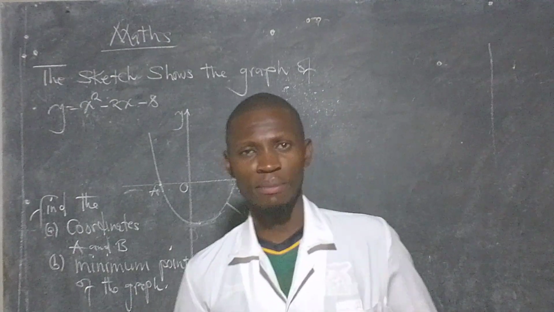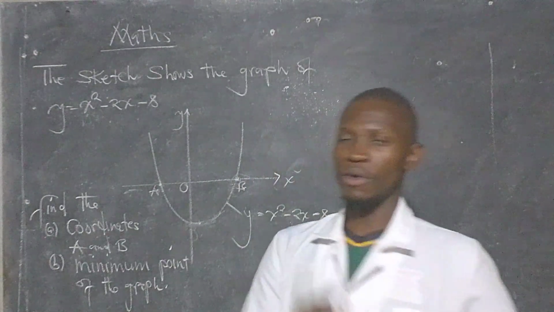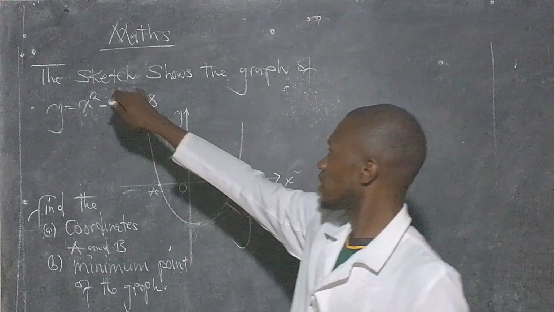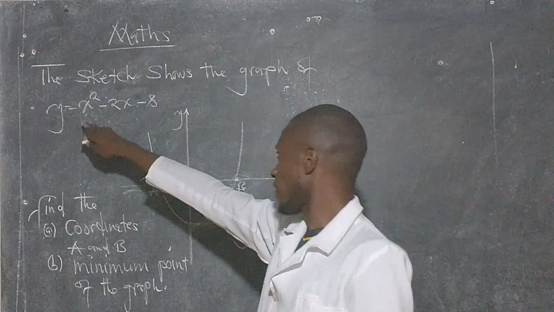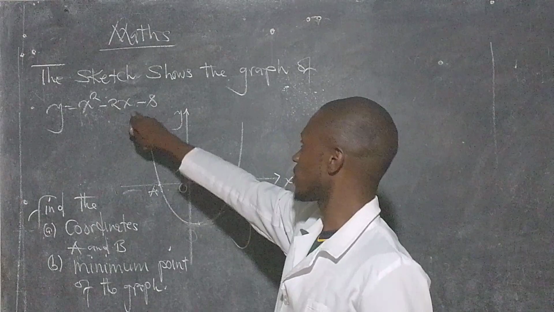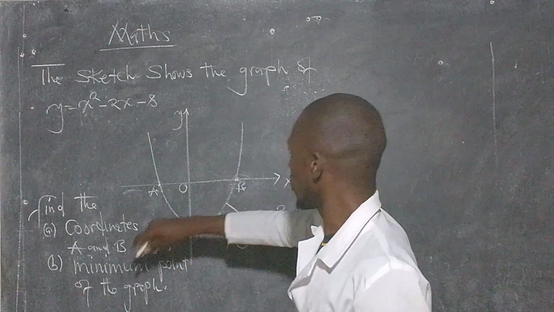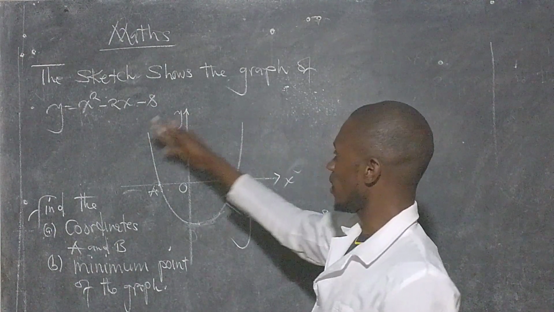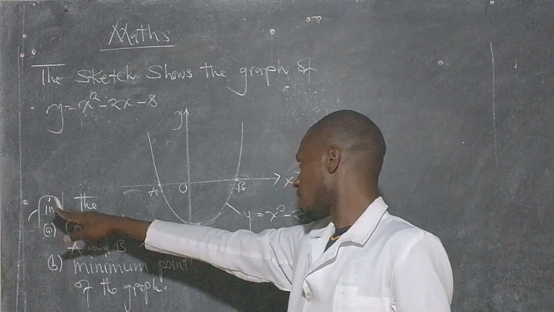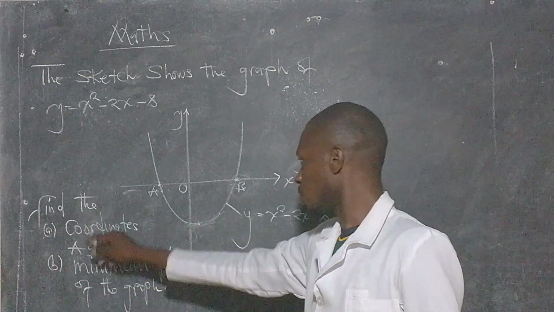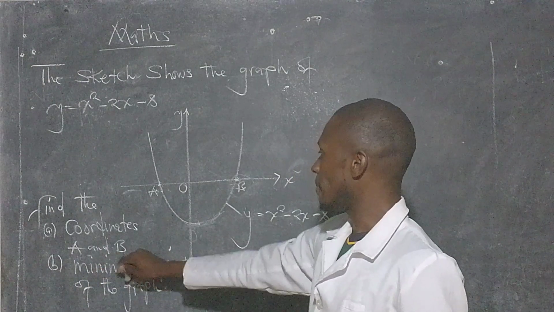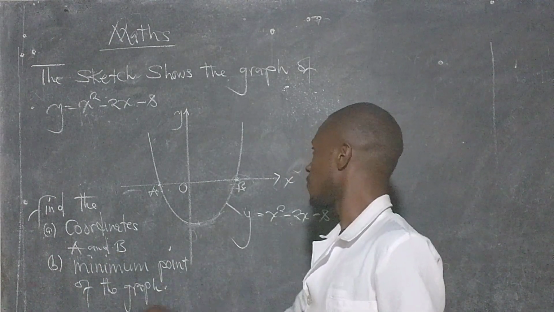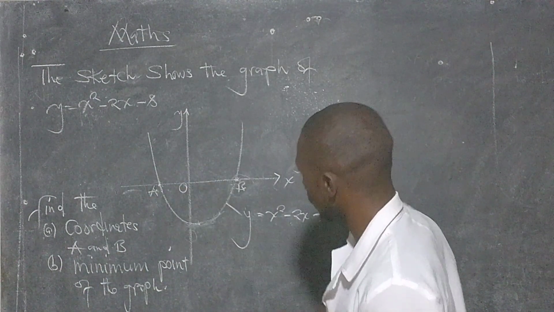So today we are going to talk about mathematics. I have a question on the board. The sketch shows the graph of y equals x squared minus 2x minus 8. Then we have the question there: find the coordinates of A and B. Find also the minimum point of the graph. So this is the graph which has been given.